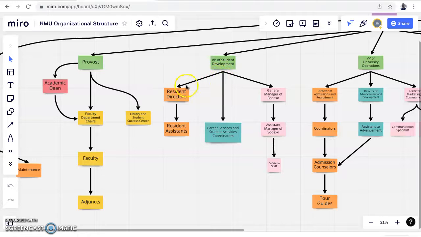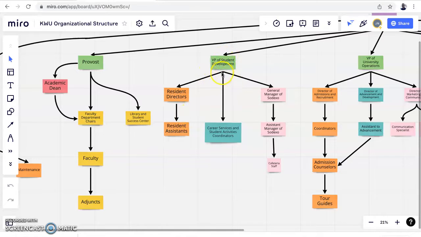Student living, the top of there is the residence director. We have 3 of them that oversee each residence hall. We have 3 residence halls. And then we have, once again, work studies, the resident assistants or RAs, who are underneath each respective resident director.